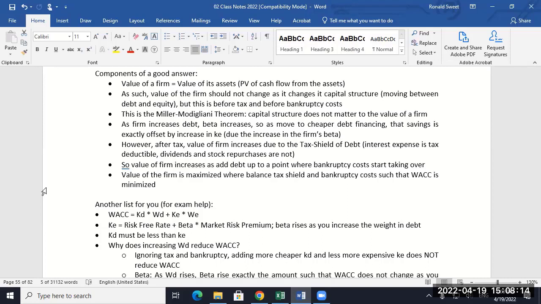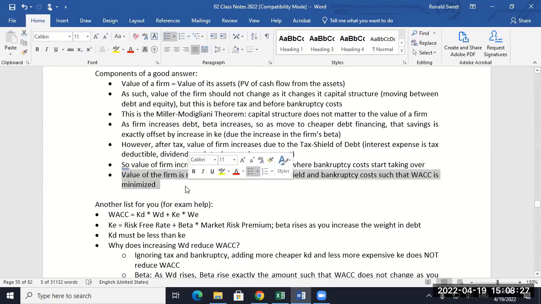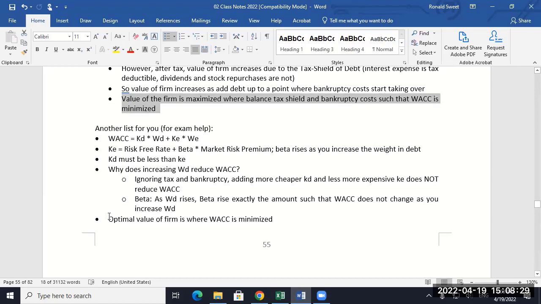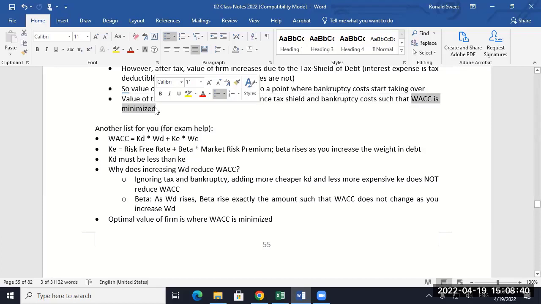So the value of the firm goes up as you add more debt only because of the tax shield of debt. But at some point you go too far and the bankruptcy costs start offsetting that and the value of the firm starts falling again. Any answer on optimal capital structure has to say the maximum value of the firm is where you balance tax shield and bankruptcy such that, and this is the most important part, the WACC is minimized. The maximum value of the firm is where the WACC is at its minimum value. Okay, very, very important to this answer.